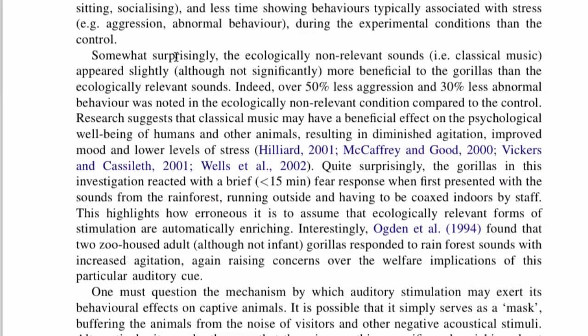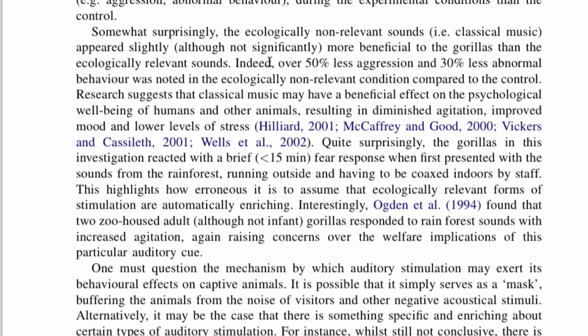Okay, this is the paragraph where they discuss surprising results. The ecologically non-relevant sounds, classical music, appeared slightly more beneficial. Okay, and we're using appeared because, again, we don't actually know that it was beneficial. We just have some evidence to point toward that. Okay, and then here's some backup for that. Over 50% less aggression, 30% less abnormal behavior was noted. Again, this is a fact.